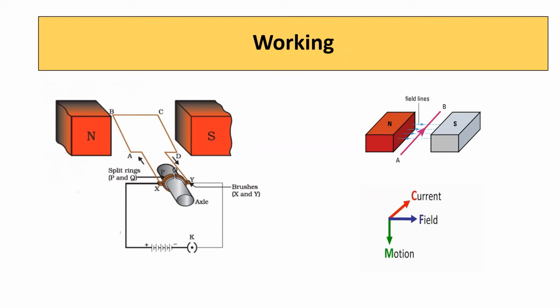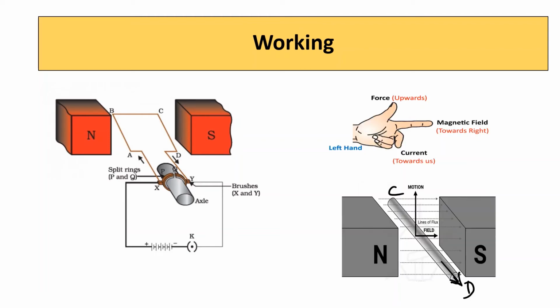We know that this current carrying conductor will experience a force when it is kept in the magnetic field, and the direction of the force experienced by this arm AB is downwards. Now let us consider the arm CD. The current flow is in this direction from C to D. This is shown separately. The current is flowing from C to D. When the current flow is in this direction, we know the magnetic field is in this direction.